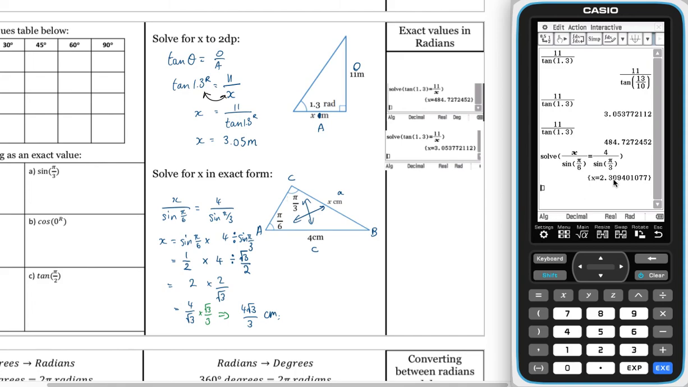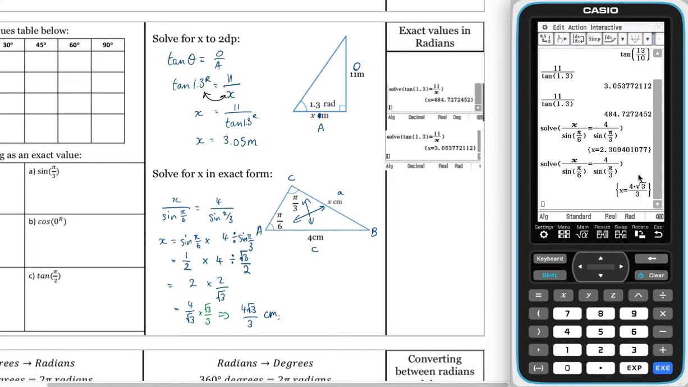Now we've got 2.309. We're in decimal mode right now. If we click to standard and press execute again, we see 4 root 3 on 3, which is exactly the answer we have. So our ClassPad's able to do that too. That's the end of this video using radians for NRAT and RAT trig.